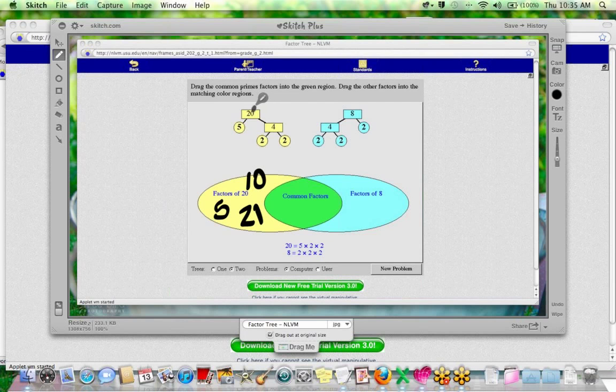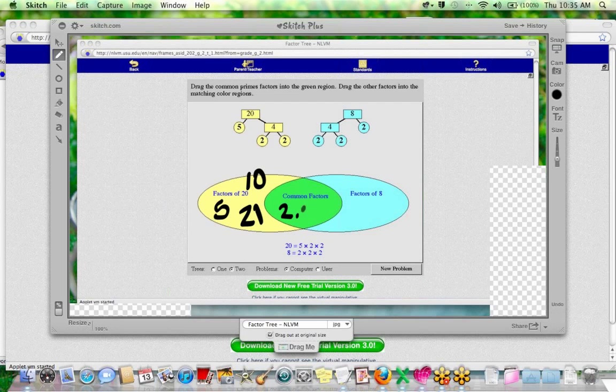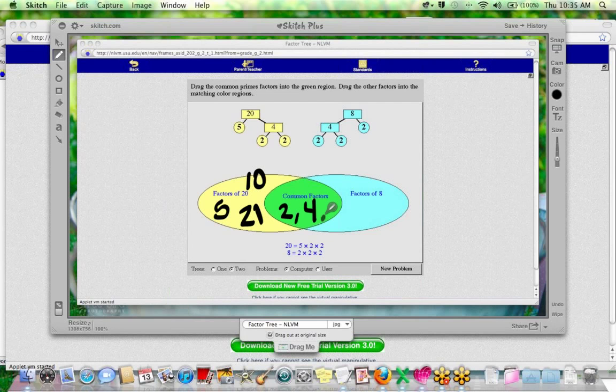Both 8 and 20 share 2. Good. They both share 4. Perfect. Any other common factors between 8 and 20? I think that's it. Oh, 1. Yeah, okay.